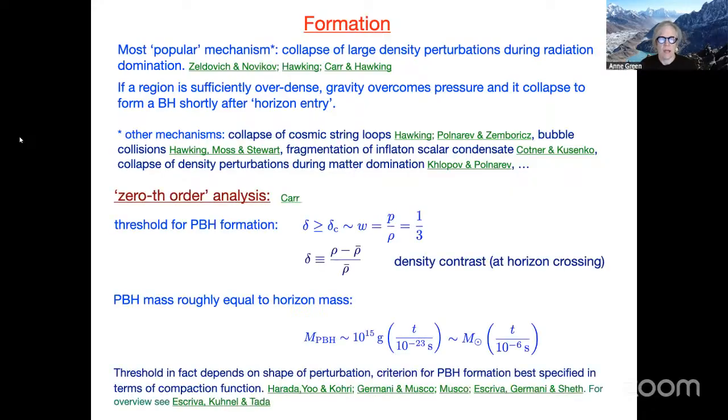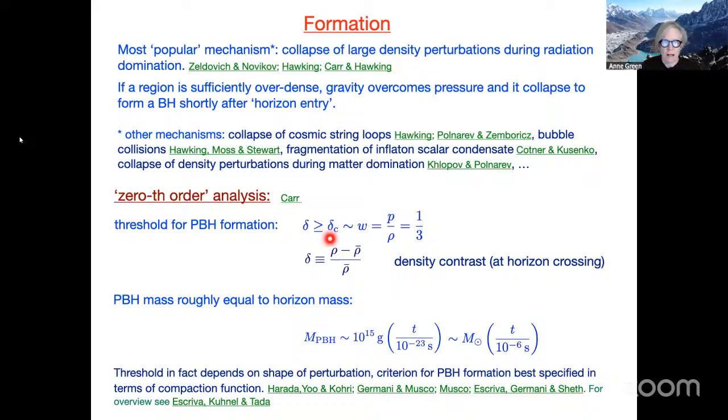So what we'll do now is have a quick look at the requirements for a density perturbation to form a primordial black hole. This zeroth order analysis goes back to Bernard Carr. If you want to do concrete calculations, you have to do better than this, but it captures the key physics very well. In simple terms, you can state the threshold for primordial black hole formation in terms of the density contrast, the size of the density of a particular region relative to the background density at the time that region enters the horizon.